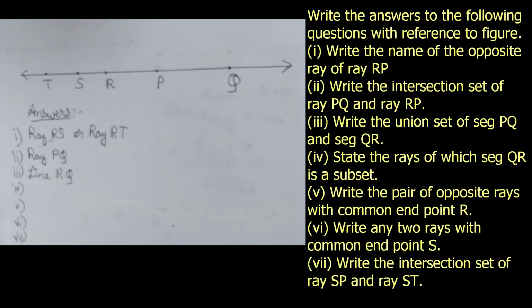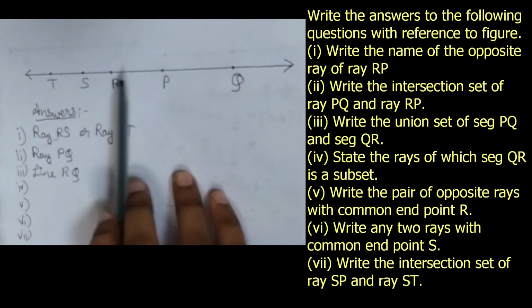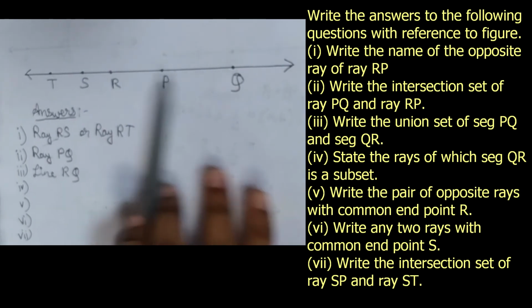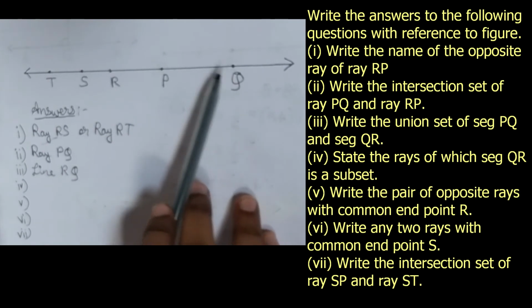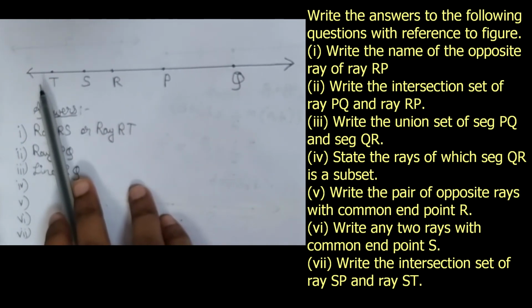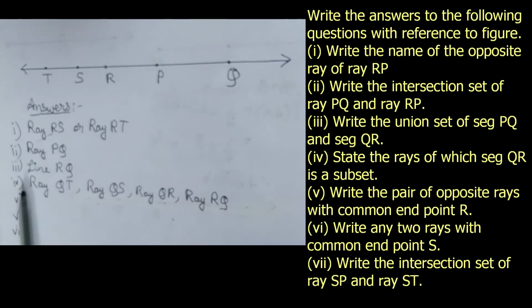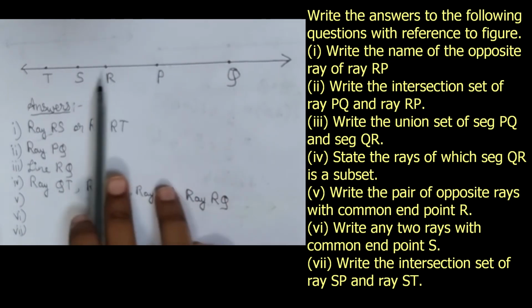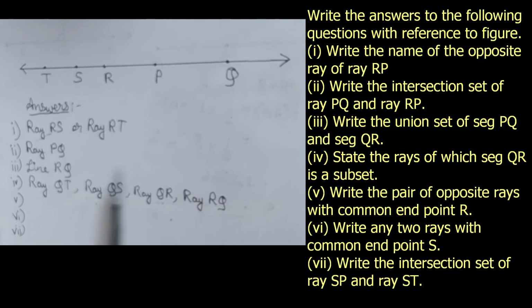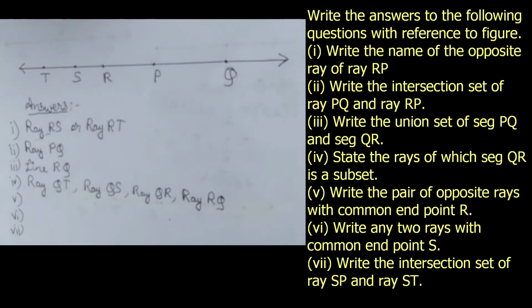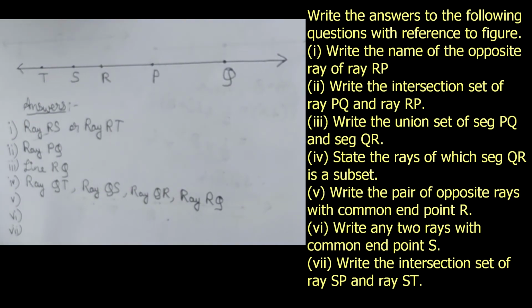Now the fourth one. State the rays of which segment QR is a subset. Segment QR is a subset of which ray? Segment QR is a subset of ray QT and ray QS. These are the rays of which segment QR is a subset. Any two you can write. So this is the answer for the fourth. Now the fifth question. Write the pair of opposite rays with common endpoint R.